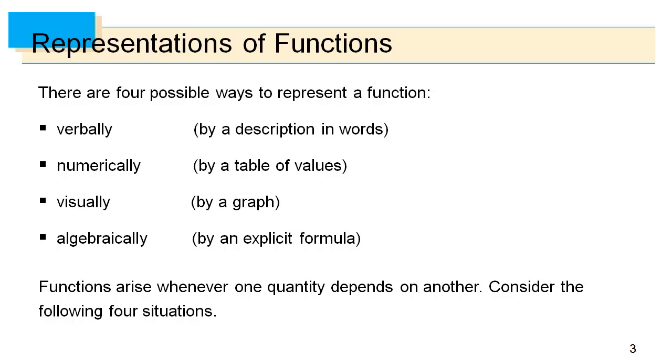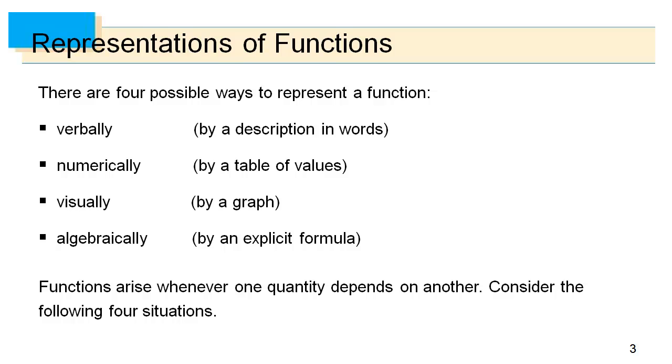Now often verbally just means in words, and we normally don't discuss functions verbally so much, so it's really in written words. Numerically means we're going to use a table. We're just going to list a bunch of ordered pairs. Visually, also called graphically, means we're going to graph it. And then algebraically is the one that you're most familiar with, where we actually list out the function in terms of y equals x.